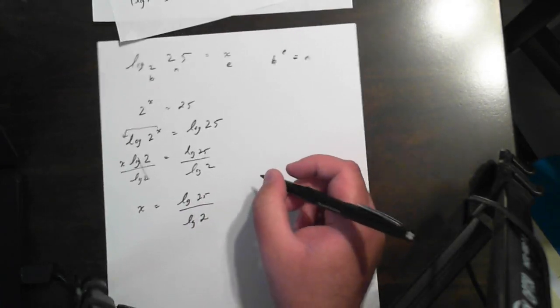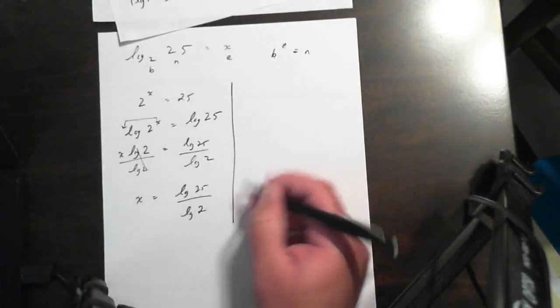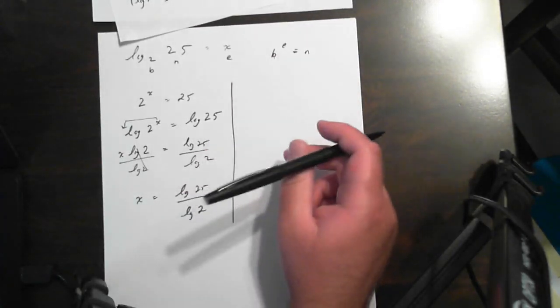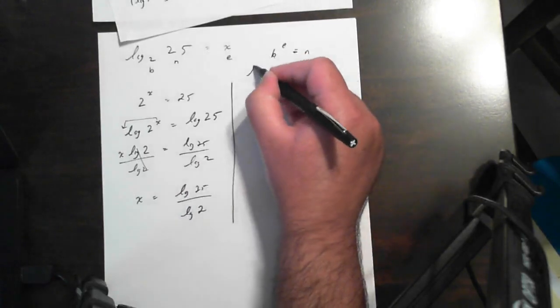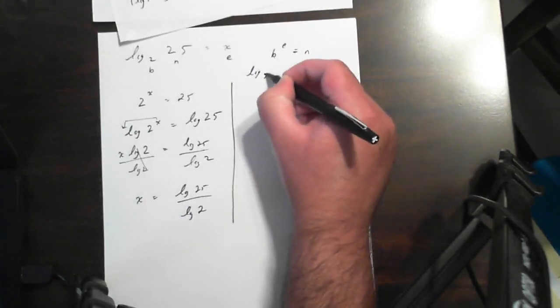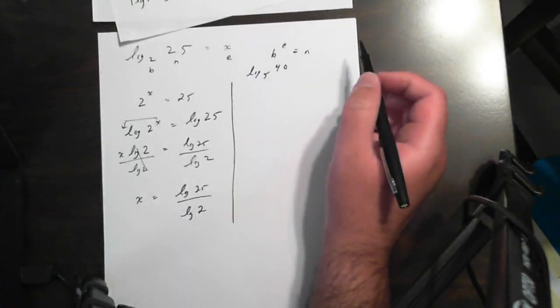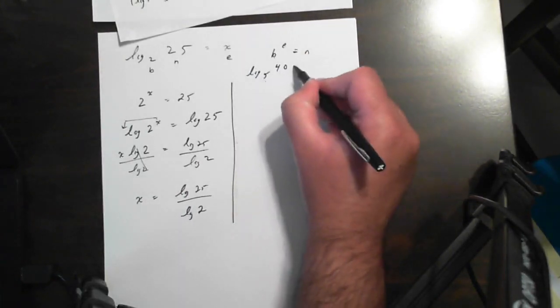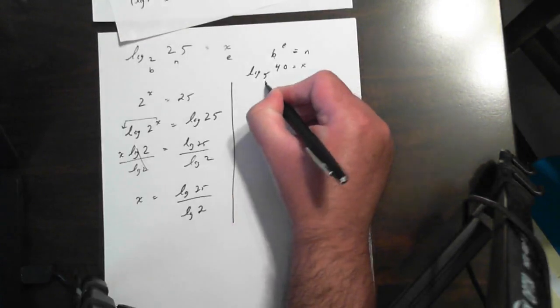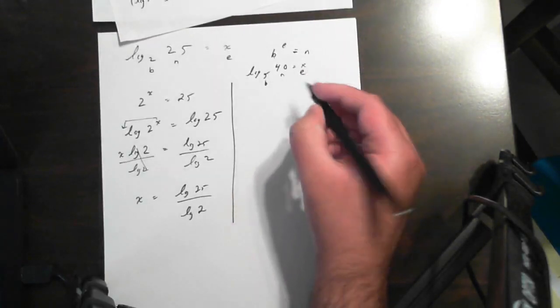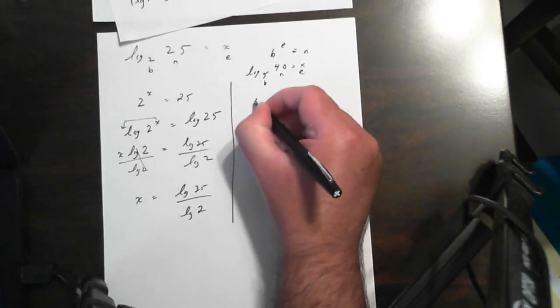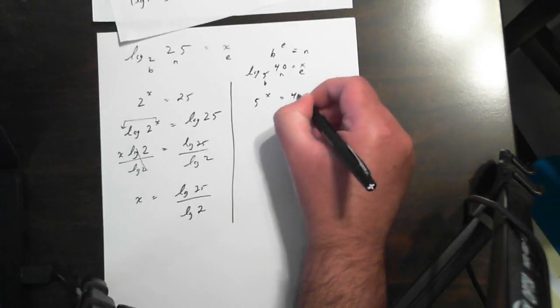Okay, so let's do another one that's actually quite similar. I'll do it next to that one so you'll see the similarity. How about if I go with log base 5 of 40. Okay, so I convert it into exponential form. So I set it equal to x. This is b and e. When I convert it to exponential form, of course, I get 5 to the x equals 40.